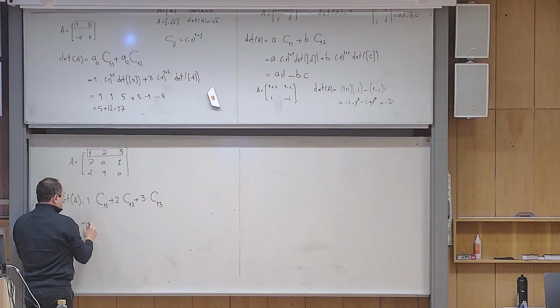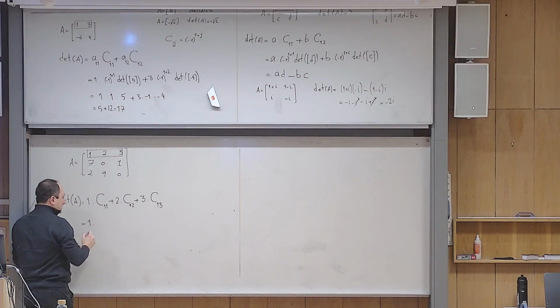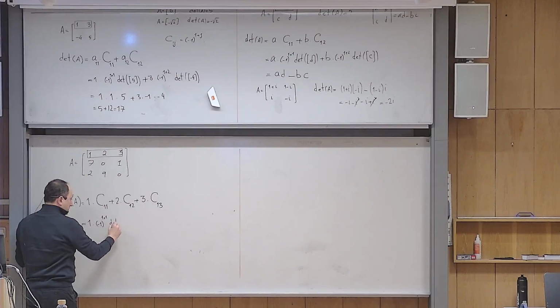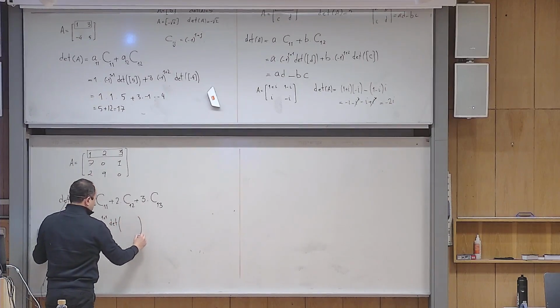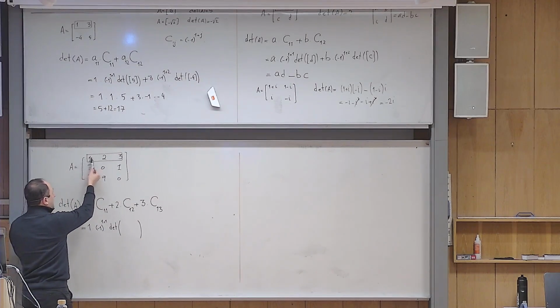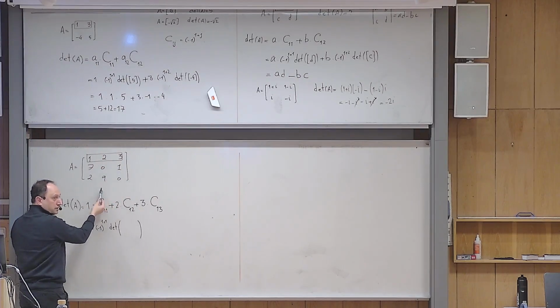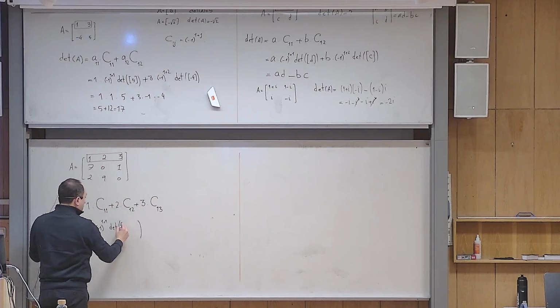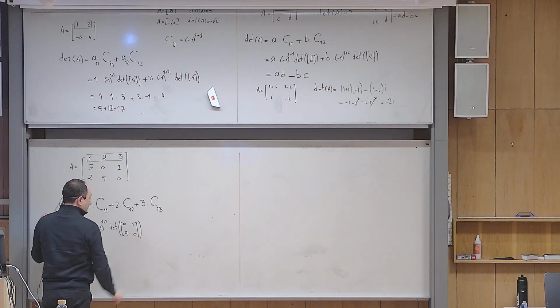I want to calculate C1,1. So how should I do that? The definition is I have a factor of minus 1 to the power of 1 plus 1. But the determinant of which matrix? This is the first entry here. I eliminate that row, which contains this, and the column containing that. What is left for me is this block. Yes? So I need to write the determinant of that block: 0, 1, 9, 0.